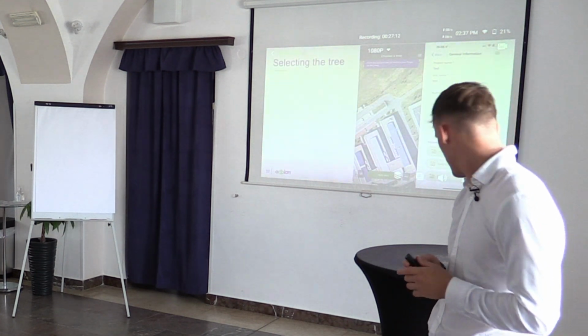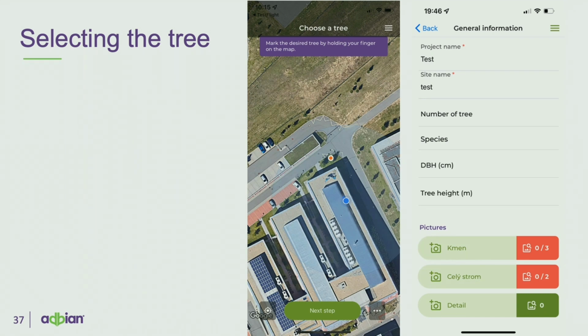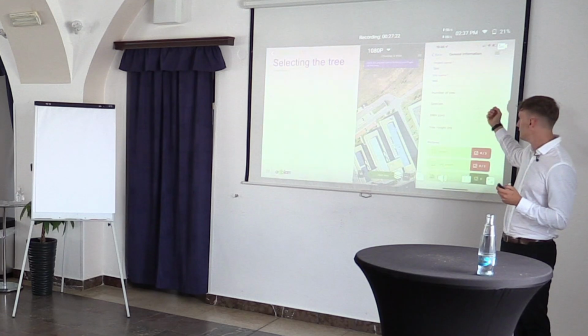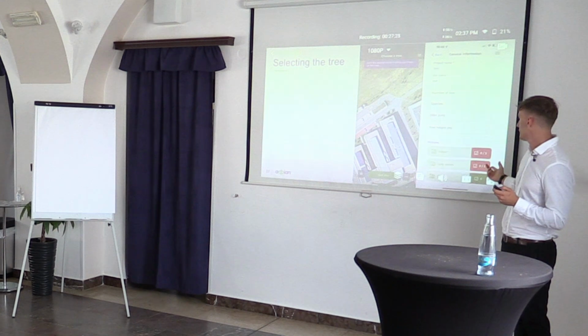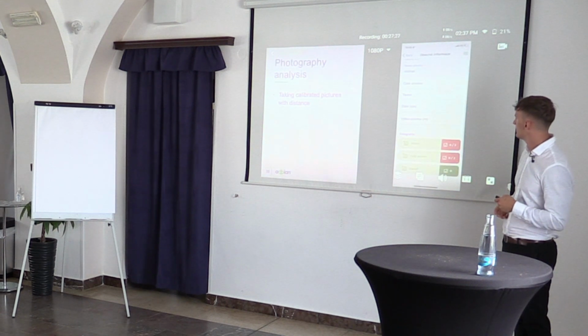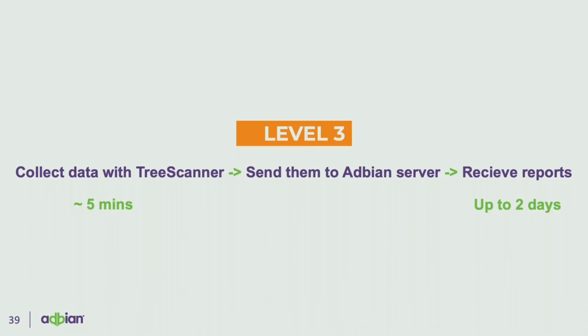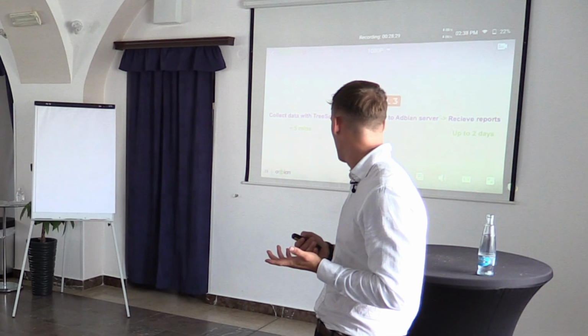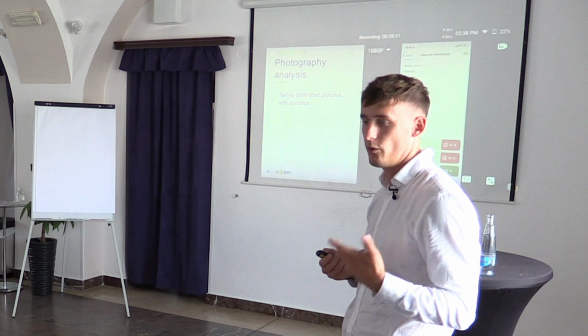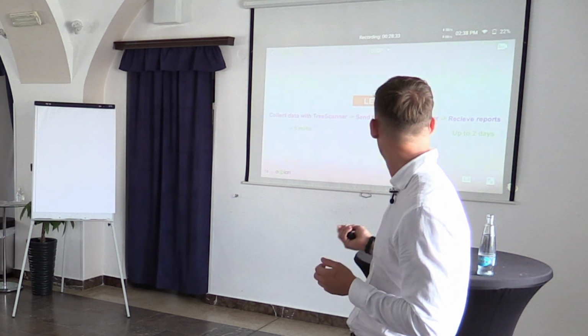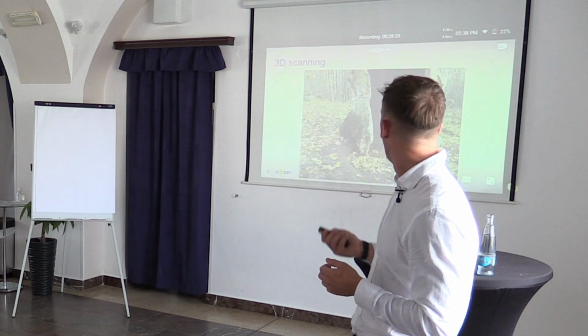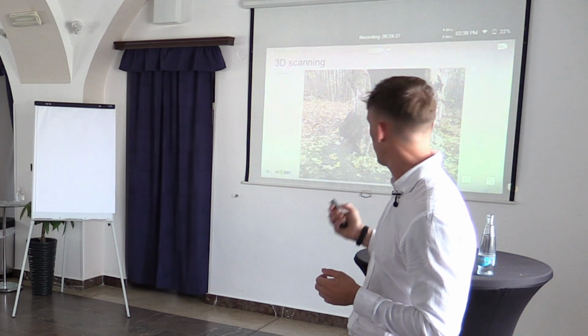And basically how it works, this is already inside the mobile app. You just select the tree you want to measure. You fill in the details such as project name, site name, species, and you just start taking the pictures. With level 3, it takes approximately 5 minutes to collect the data, and you just add the 3D scan, which I will show you in a minute as well. Finally, 3D scanning can look like this.